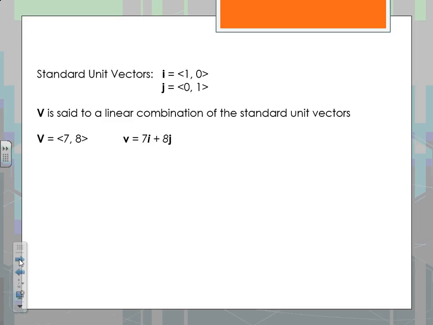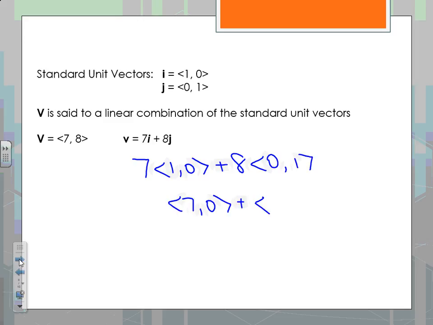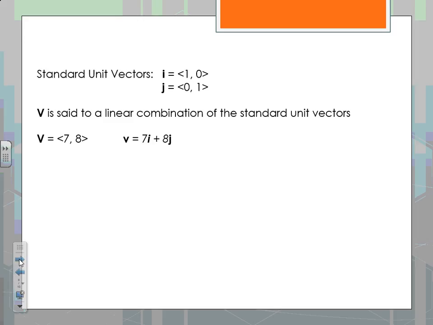Let's talk about why these are equivalent. If i is 1, 0 and j is 0, 1, then you can see how we would get the vector 7, 8 in component form, right? All right, so there are two different ways to write vectors. I will say as we get further into the calculus stuff, we're going to work with i and j a lot more.